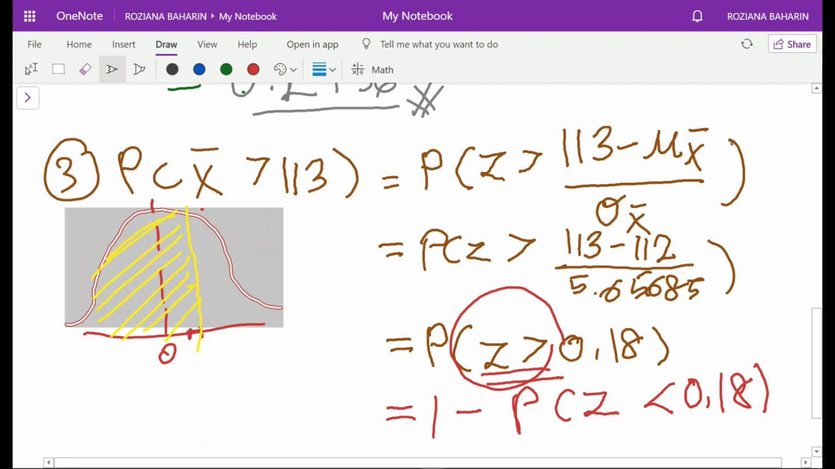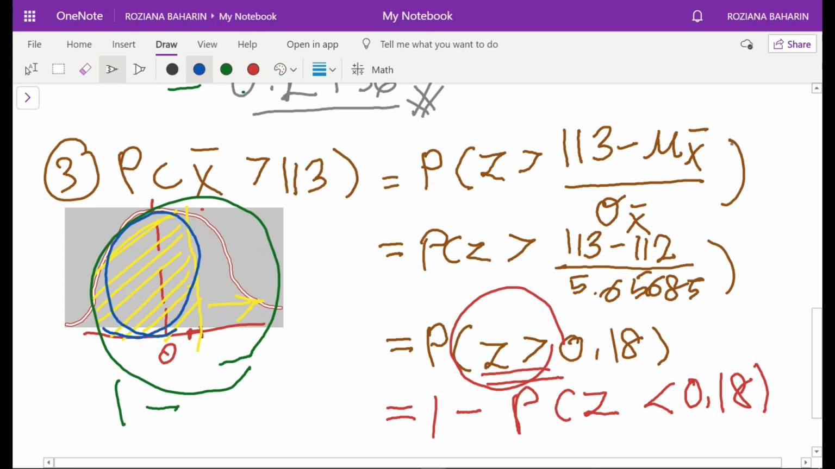So the total of your probability is 1, right? And you need to find for more than. Okay, that is why we need to take the whole of your probability, which is 1, minus the probability of all this shaded area, which is less than 0.18 here. That's why we are doing these steps.